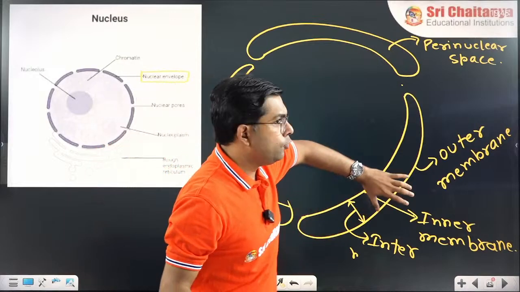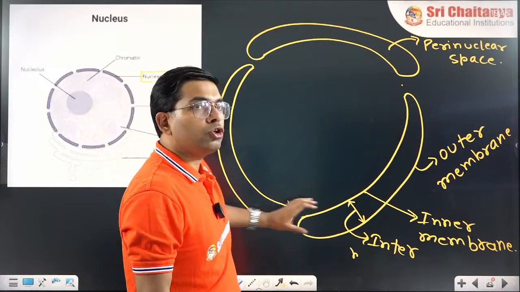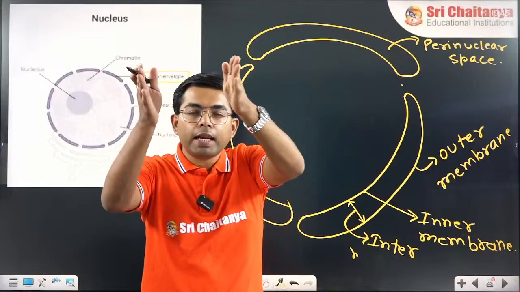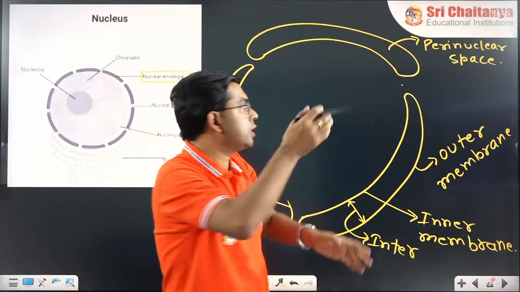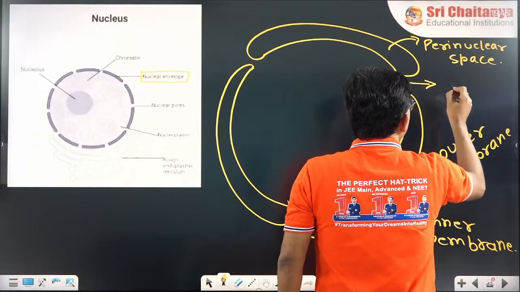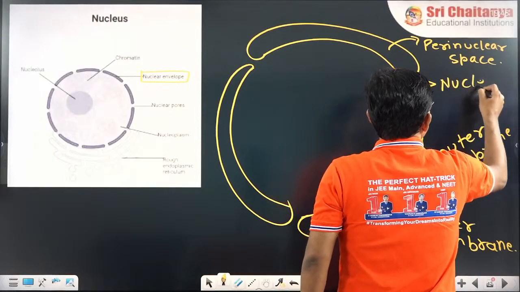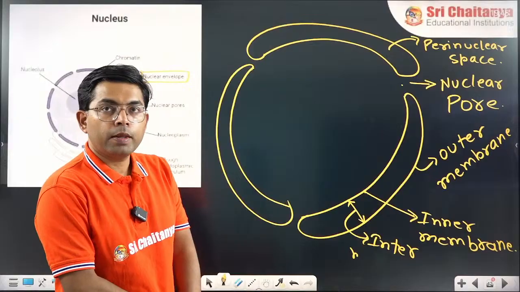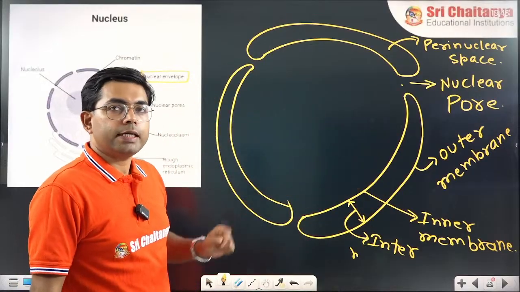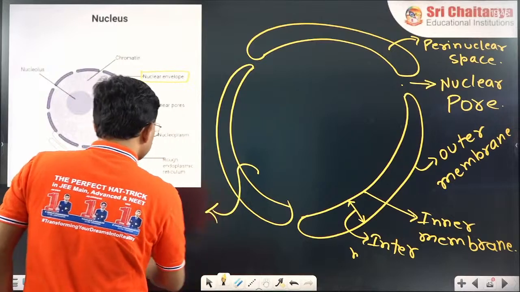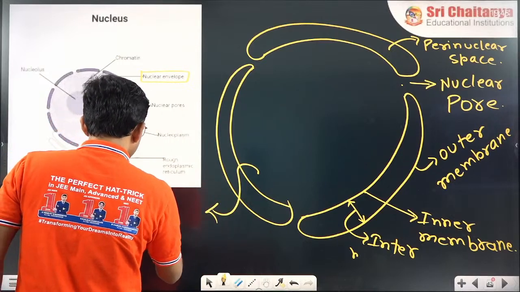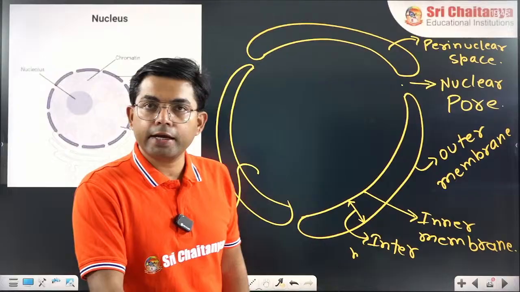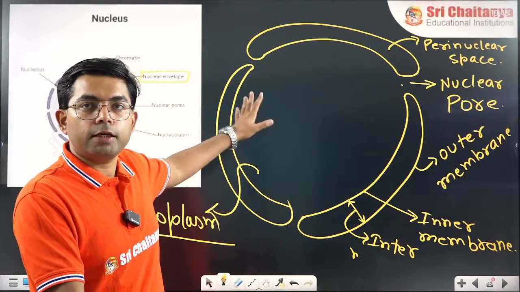Now you can clearly see this nuclear envelope is not regular. At some places, this outer and inner membrane are coming and joining with each other, and at that place there is a pore which is formed, and that is called nuclear pore. This is the nuclear pore. Now let's get inside the nucleus. Inside the nucleus, the fluid is called nucleoplasm. Is it clear? Nucleoplasm inside the nucleus.